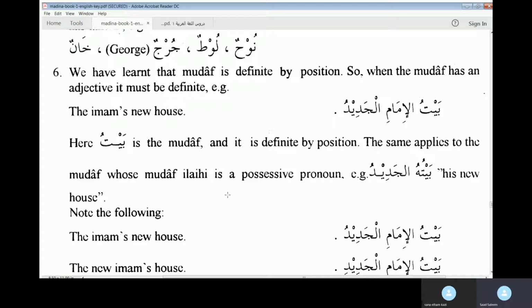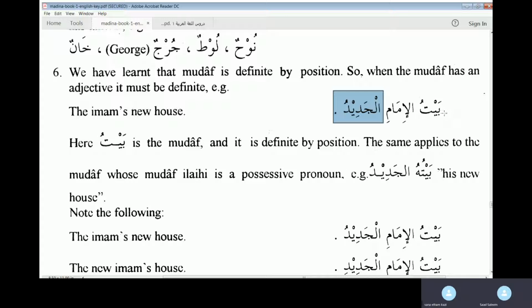You learned in the previous chapter that for naat and manut, if the manut has alif lam, then the naat should have alif lam also. Here, bait is manut and its naat is jadid. In bait you don't see alif lam, but in jadid we use alif lam because bait is definite by position and it is mudaf. That's why we are not using alif lam, but in reality it is definite, so its naat should be definite and have alif lam also.